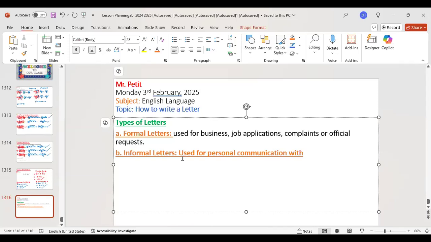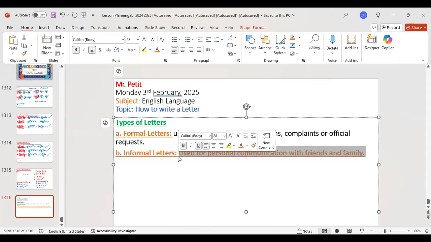No. With friends. With friends and what? Relatives or family. Family. Very good. So which one do you like the best to write? The friendly letter or the business letter? Which one do you like to write best?